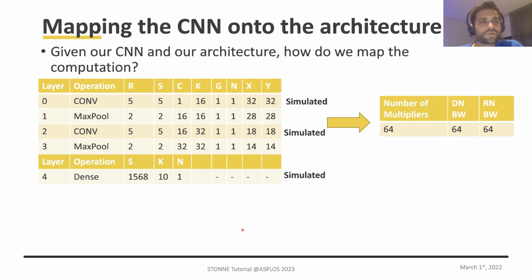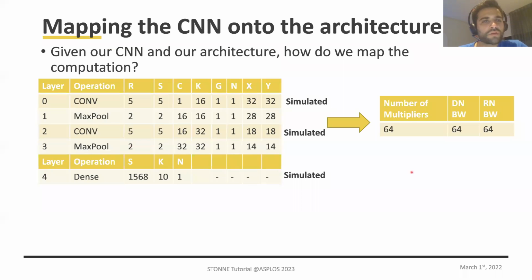So let's get back to our example. We have these 3 layers that we will compute: layer 0, layer 2, layer 4. And we want to map each layer onto the accelerator. So we will map one layer, we will run that layer, then we will map the next layer, and then we will run that layer. So that's how STONNE works, right? The simulation is layer by layer, basically.